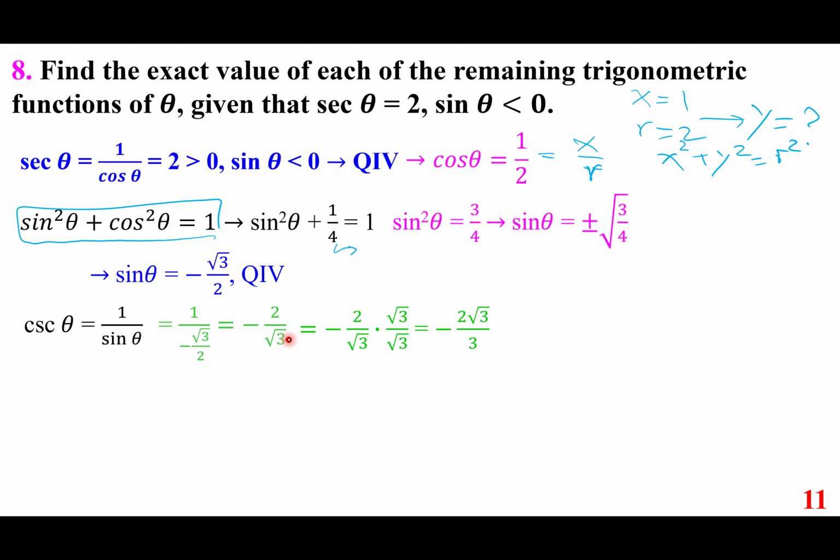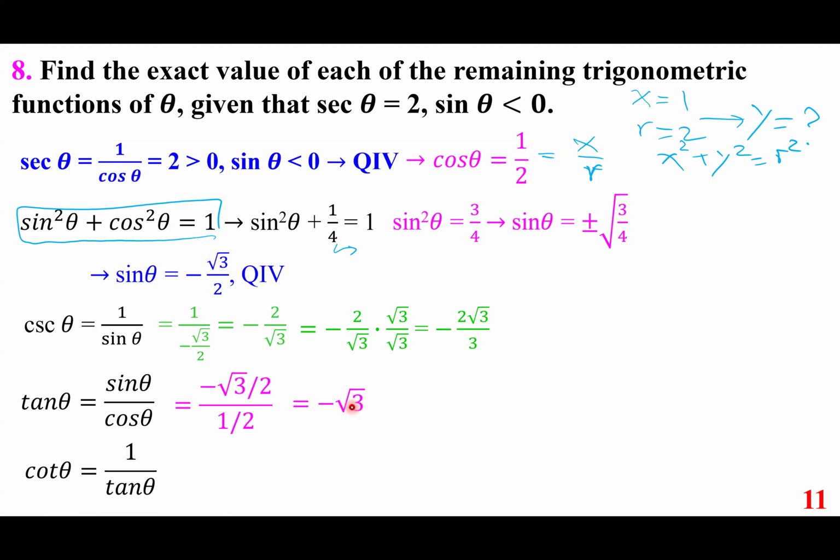So we have a cosine and secant. We have sine and cosecant. Tangent is sine over cosine. So sine is this number, minus square root of 3 over 2. Cosine is this number, and we can drop the common denominator of 2. So minus square root of 3. And cotangent is the reciprocal of this number. 1 over minus square root of 3, which is minus square root of 3 over 3.